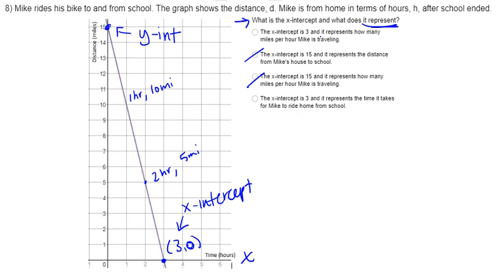So the x-intercept 3, and it represents how many miles per hour Mike is traveling? No, that's not what it tells me, but what it does tell me is the time it takes for Mike to ride home from school. So D here would be the correct answer.